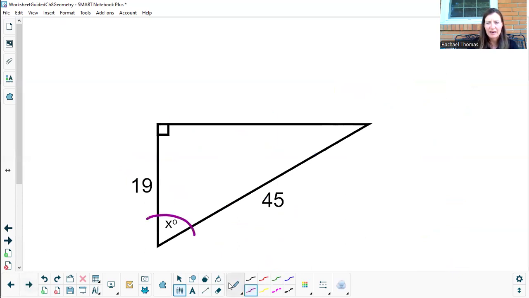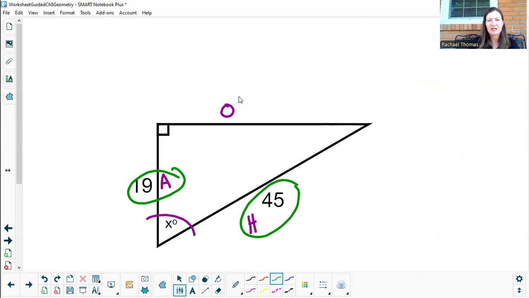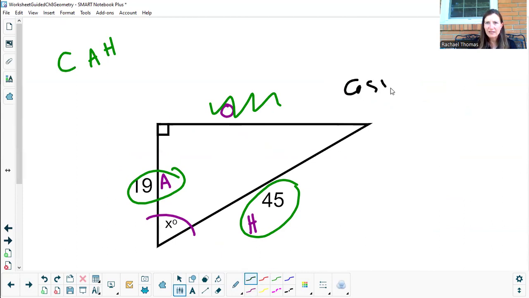All right, here's my angle. 45 is the hypotenuse. It's across from that right angle. It's the longest side. This guy over here is the opposite because it's not touching the angle, and that makes 19 the adjacent by default. I care about A, it's got a number on it. I care about H, it's got a number on it. I don't care about O. So, CAH from SOH CAH TOA. So CAH, cosine. Cosine X equals A over H, 19 over 45.